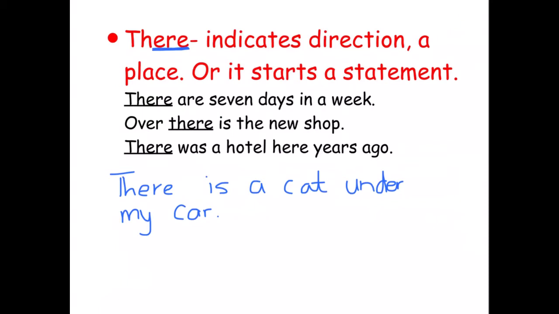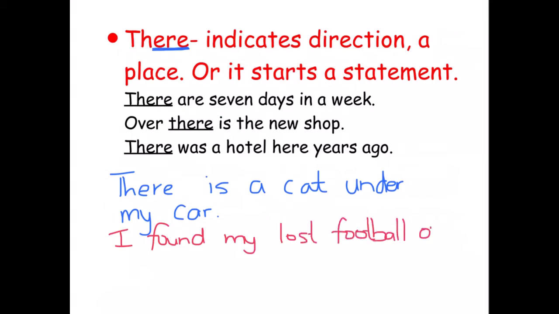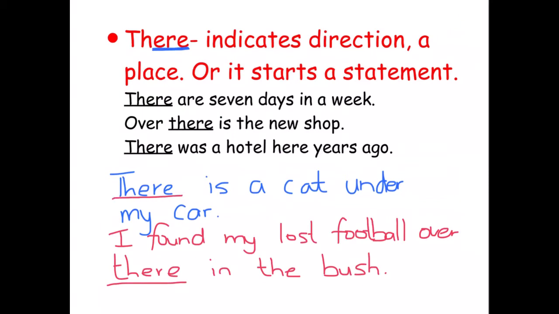Here's another example. I found my lost football over there in the bush. And the there here is talking about a direction or a place, whereas my first there was the start of a statement.